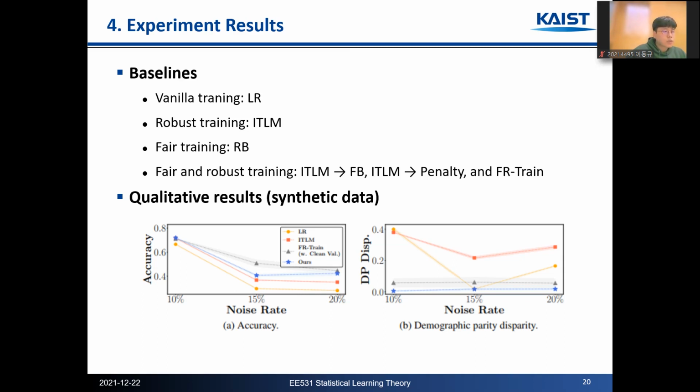And the figure shows qualitative results. It is the performance of LR, ITLM, FR-train, and our algorithm on the synthetic data while varying the noise rate using label flips. As you can see, the proposed method achieves the highest accuracy and fairness results compared to the baselines, even the fair and robust training method. It means that noise and bias cannot easily be mitigated in separate steps.